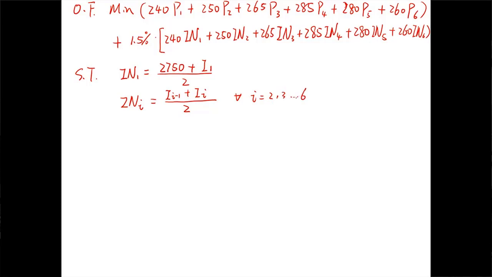Okay. Or the other way to write this would be for this I equals to be 2 minus 1 plus I, for all I that goes from 1 all the way to 6. And I0 equals to be 2,750. So either way works to define the average inventory right here.